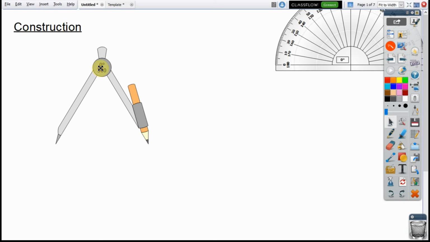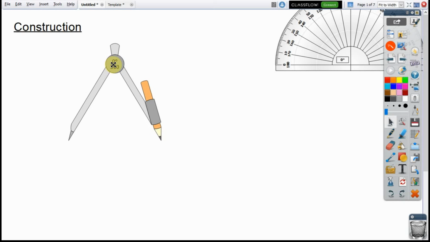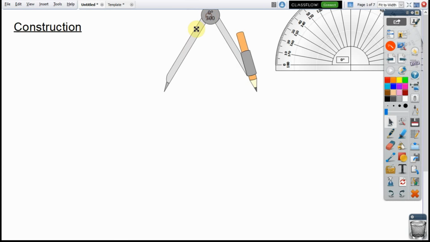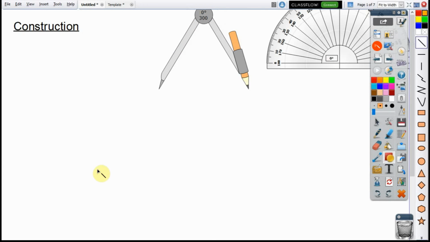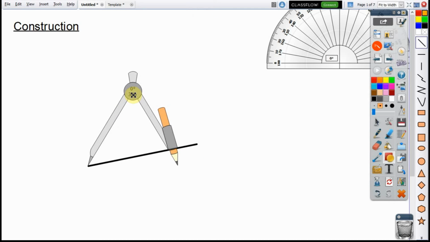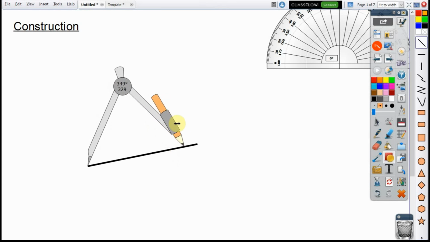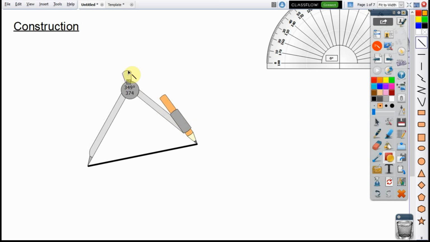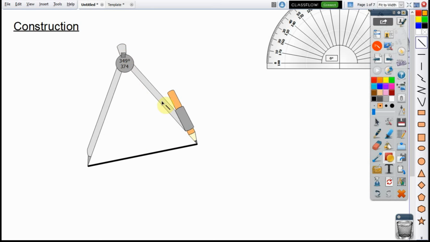We're going to look at a few of the most basic types of construction today. We'll start with how you construct an equilateral triangle. You draw a straight line of some random length, and then you pull your compasses in and you put the point of the compass on one end of the line and the point of the pencil on the other end of the line. You get that as precise as you can. So point to pencil is the same distance as the length of the line.